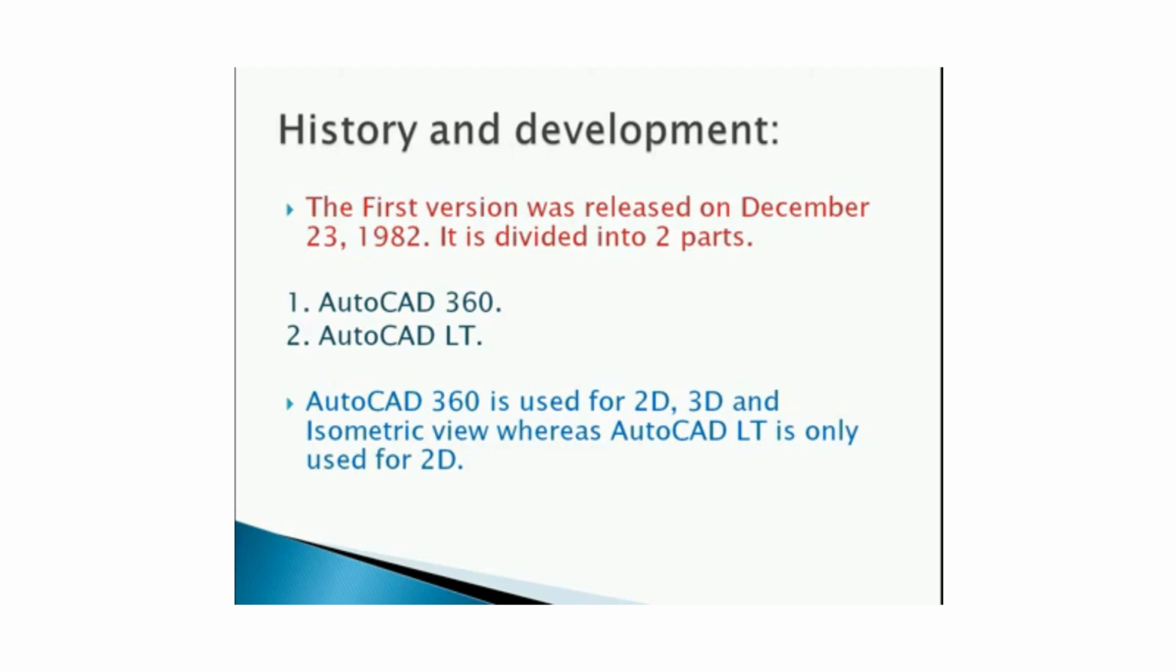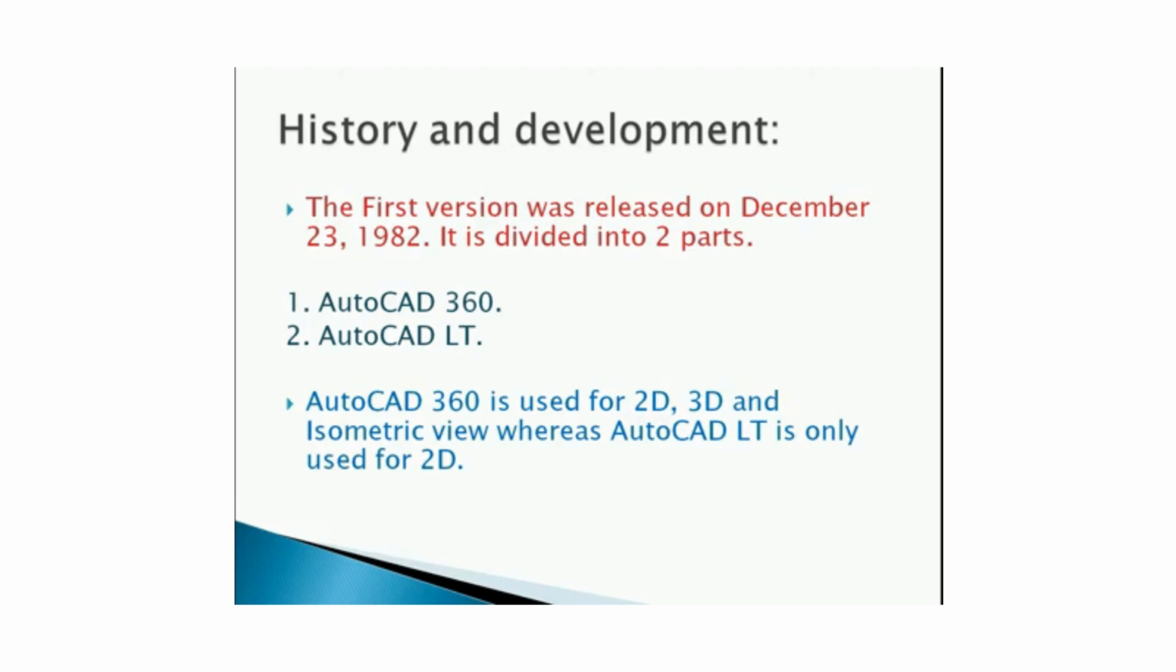AutoCAD 360 is used for 2D, 3D and isometric view. AutoCAD 360 is design software for the users of smartphones. So if you are a user of a smartphone, you can use AutoCAD 360. We can draw, view and edit 2D AutoCAD drawings through multiple devices. This software is an account-based web and mobile application to view, search, share, edit and review using cloud storage such as Google Drive, Dropbox, etc.